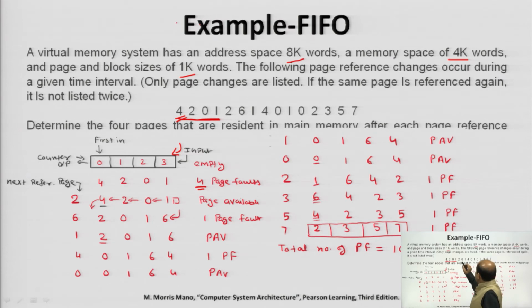For example, the next page which is referenced is 2. You can see page number 2 is referenced, and it is already available here. So, there is a page available corresponding to 2; we can write here page is available. Next page is 6, which is referenced by the processor. Because page number 6 is not available, a page fault occurs. We have to replace. Now, the operating system will replace some page number which is already available in the main memory.